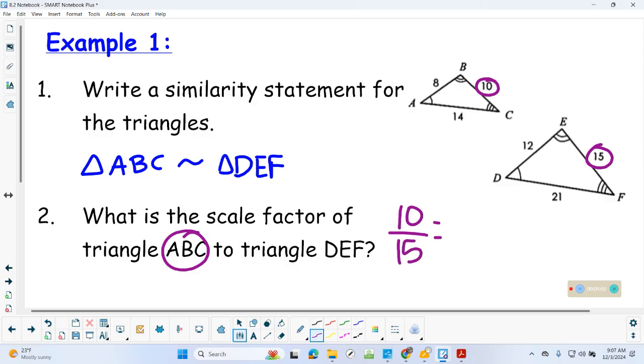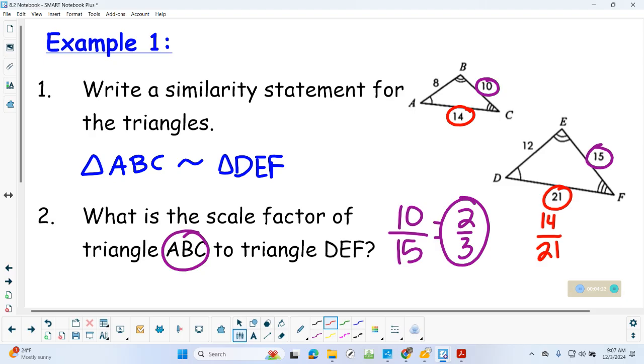Now, of course, I would reduce that. What's 10 over 15 reduced down to? 2/3. And you don't have to write this, but I just want to prove to you it works for whatever side you pick. Let's say I did the 14. 14 corresponds to what? And guess what you get when you reduce that?